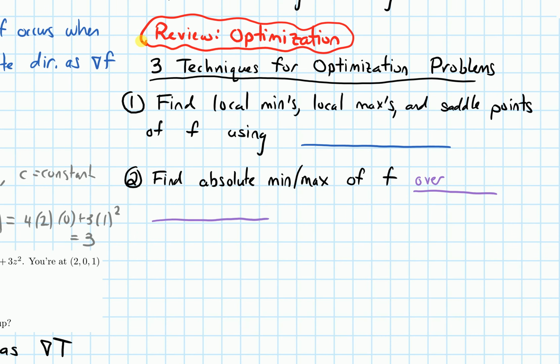In this video, we are continuing our final review and talking about optimization. So we've learned 3 techniques for optimization problems. Remember, optimization just means to minimize or maximize something. The first technique, one of the 3 techniques that we've talked about, involves finding local mins, local maxes, and saddle points of a function f using what was called the second derivative test.